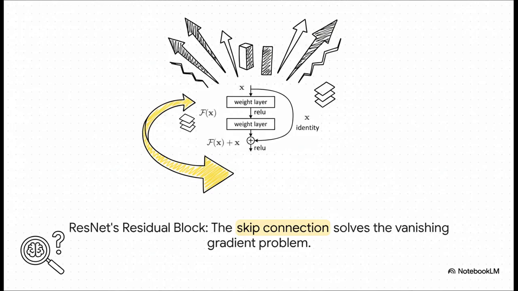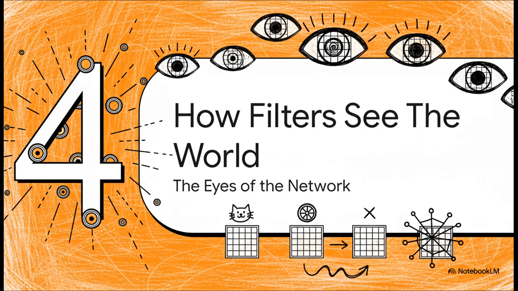This is what allowed engineers to start building networks that are hundreds, even thousands of layers deep, something that was totally impossible before. So, we've talked a lot about convolutional layers, but what is actually happening inside of them? The secret is something called filters, or you might hear them called kernels. The best way to think of these is like tiny, specialized little eyes, and each one is scanning the image looking for one very specific thing.